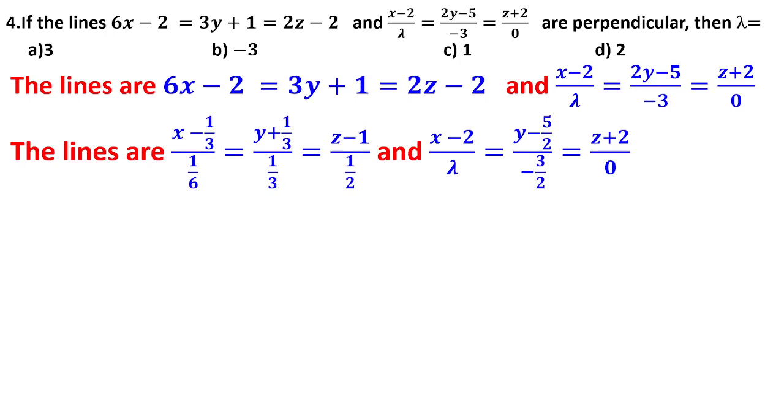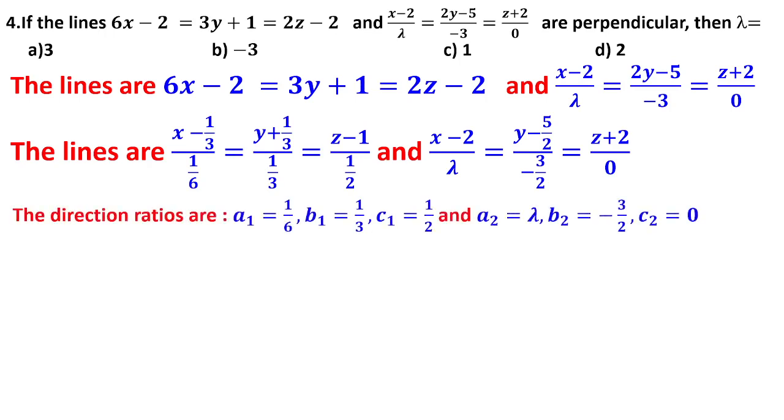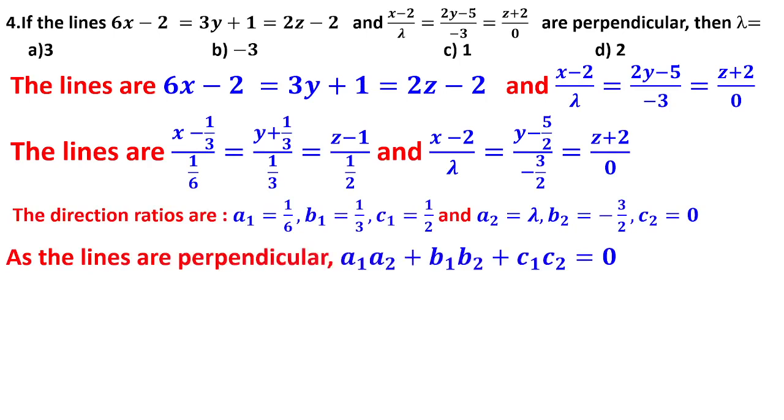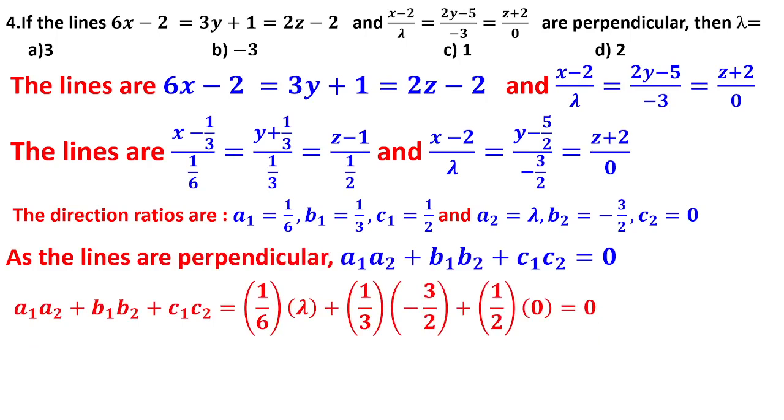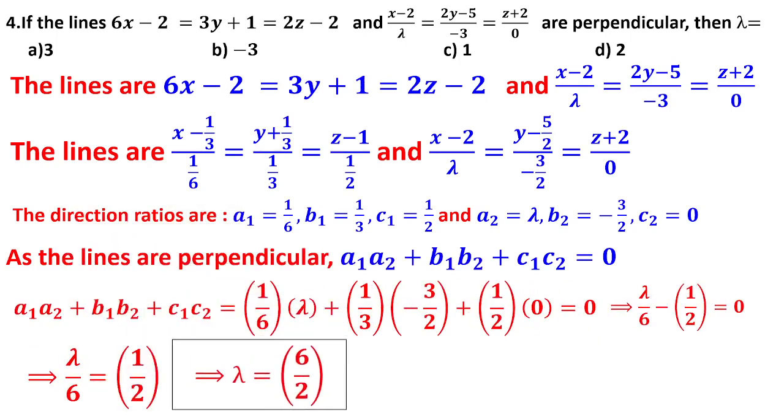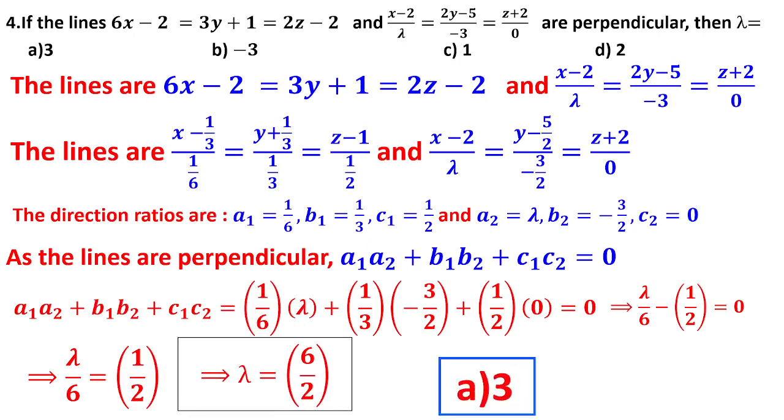Now, the numbers in the denominators are the direction ratios. I have written them. Perpendicular, therefore A1 A2 plus B1 B2 plus C1 C2 is equal to 0. I am multiplying them, equating it to 0 and getting the value of lambda as 3. Now in the first one, 1 by 6, 1 by 3, 1 by 2, you can multiply throughout by 6 and you can write it as 1 is to 2 is to 3 also. You will get the same answer as you got now.